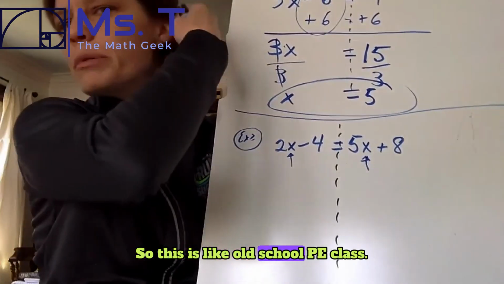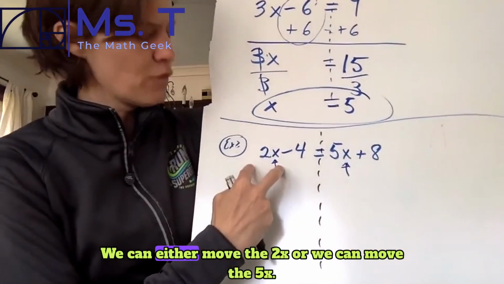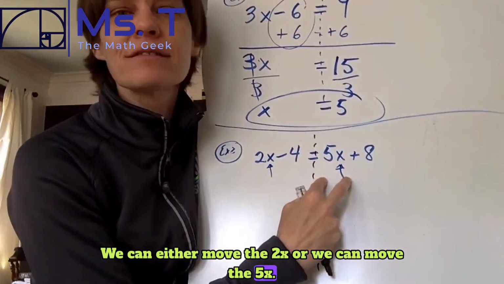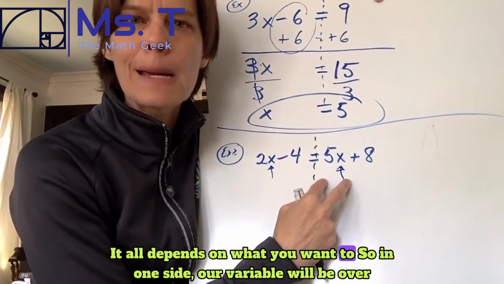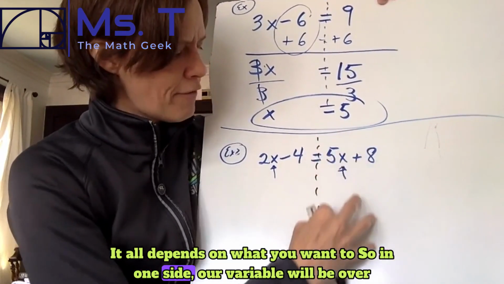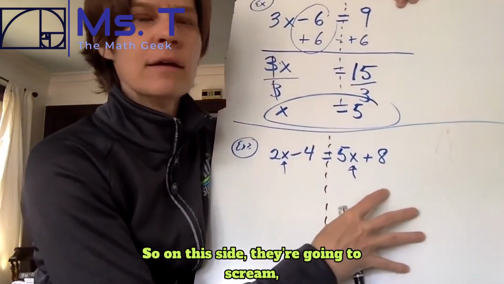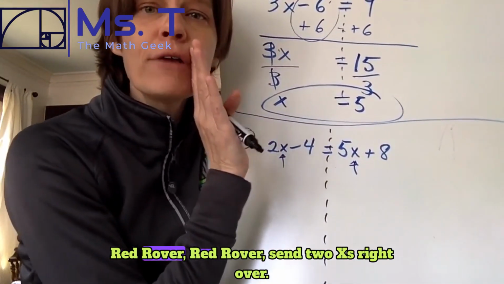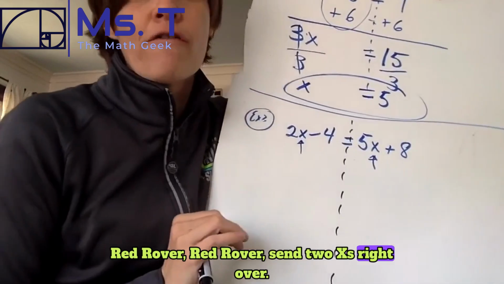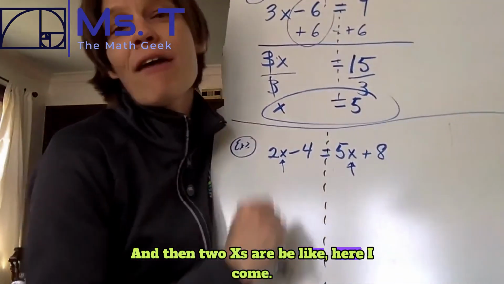So this is like old school PE class, all right? We can either move the 2x or we can move the 5x. It all depends on what you want to see, okay? So in one side, our variable will be over here. Let's do it that way. So on this side, they're going to scream, Red Rover, send 2x's right over. And then 2x is going to be like, here I come.